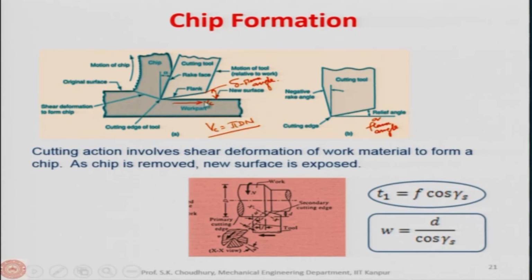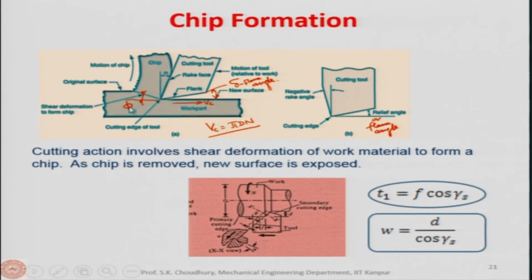So, therefore, this is the shear deformation to form the chip, and this is called the shear plane. This is the cutting edge of tool. Now, the shear plane makes an angle with the direction of the Vc. This is also an important angle along with the rake angle and the flank angle. This is parallel to Vc, and this angle is called the shear plane angle. We normally denote that by phi.